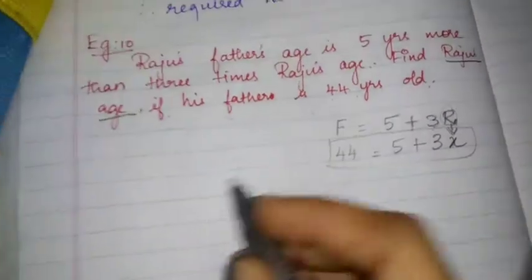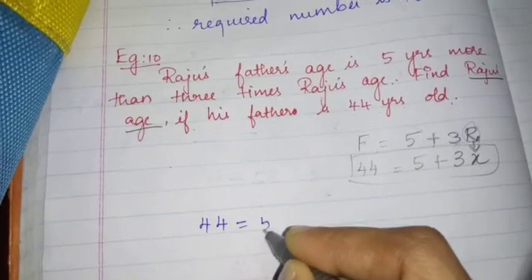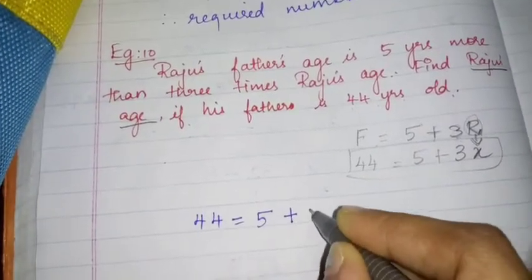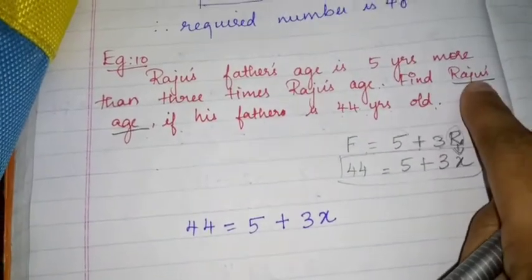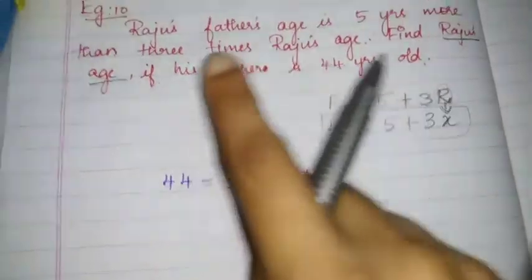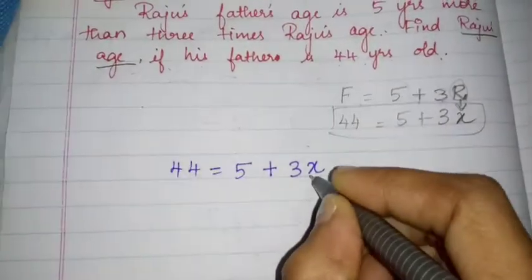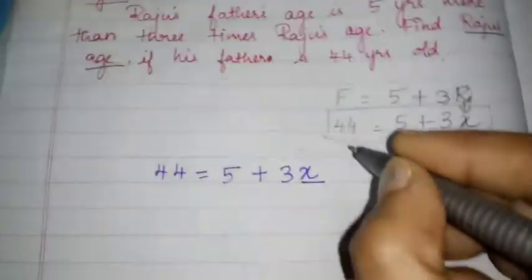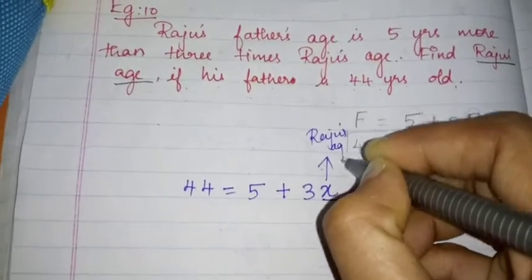Okay, so what they are saying, Raju's father's age is 5 years more than 3 times Raju's age. Find Raju's age. So Raju's age I don't know. So I want to find the value of x, if his father is 44 years old. So what should I find? I should find Raju's age. Okay, x is actually whose age, children? Raju's age.